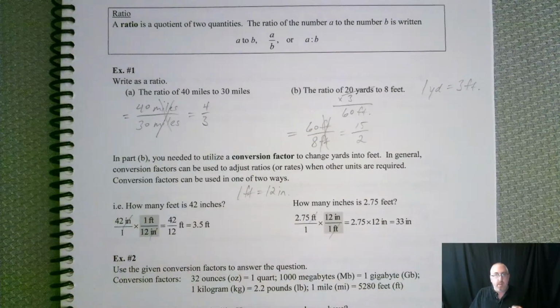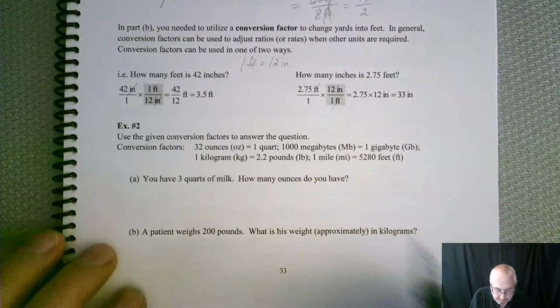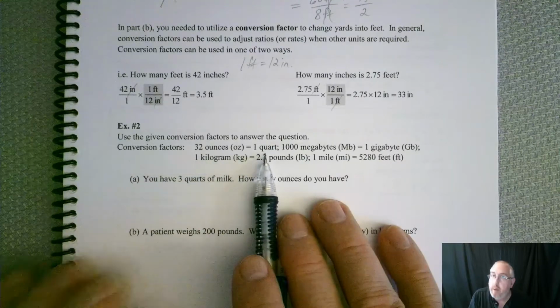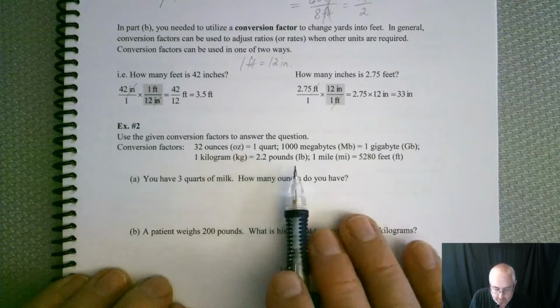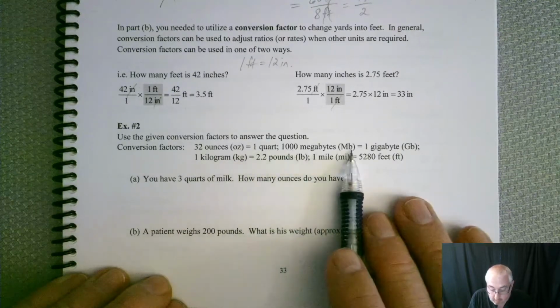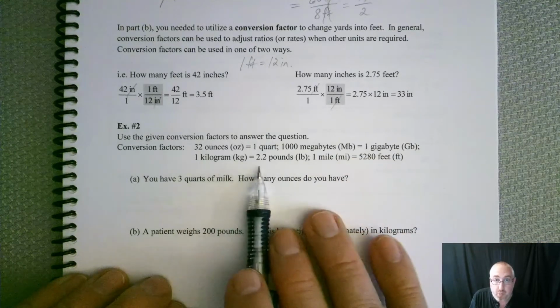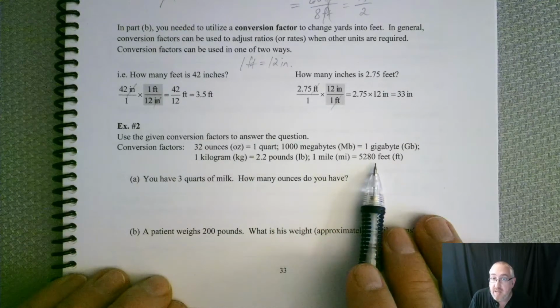So we're always going to be able to do that with a conversion factor. We can use it one of two ways. So we just have to be careful and make sure those units cross cancel, and then we're fine. So we've got a series of problems we're going to take a look at here. We're given a bunch of conversion factors. 32 ounces is 1 quart. Again, you don't have to memorize these, but some of them you might kind of remember in the back of your mind, which is good. 1,000 megabytes, or MB for short, is 1 gigabyte, or GB for short. We have 1 kilogram is 2.2 pounds. Some of you might know that. 1 mile is 5,280 feet.